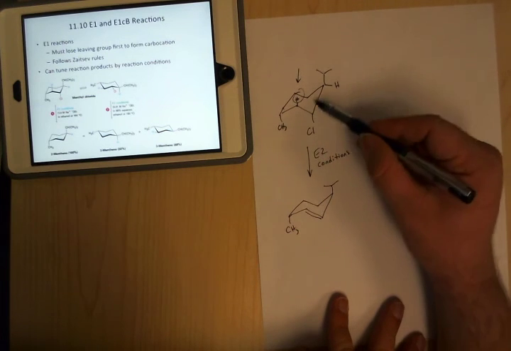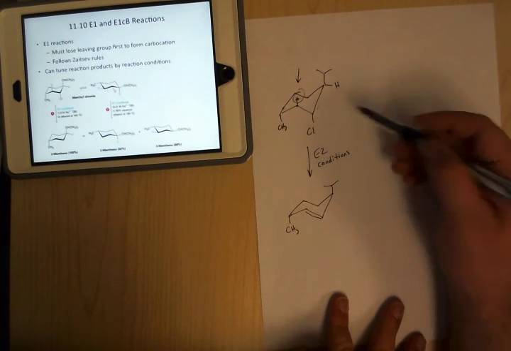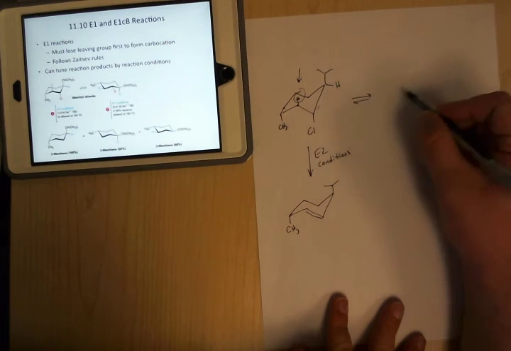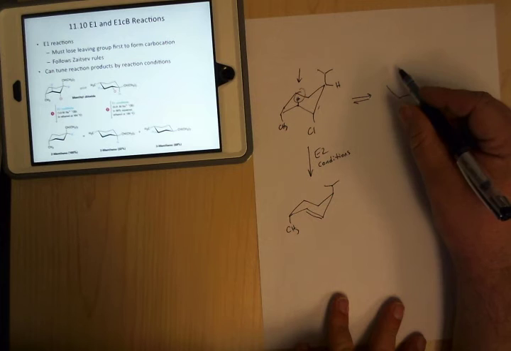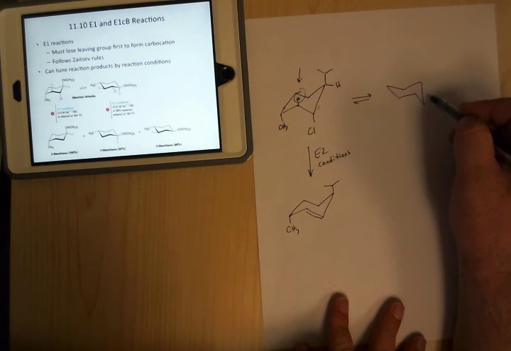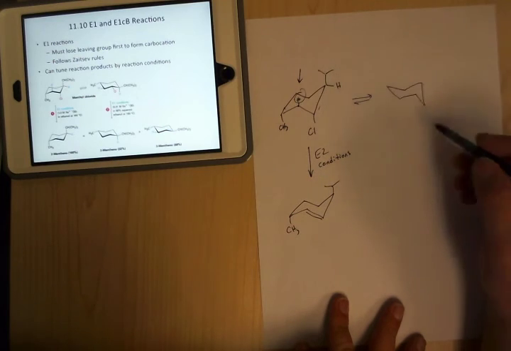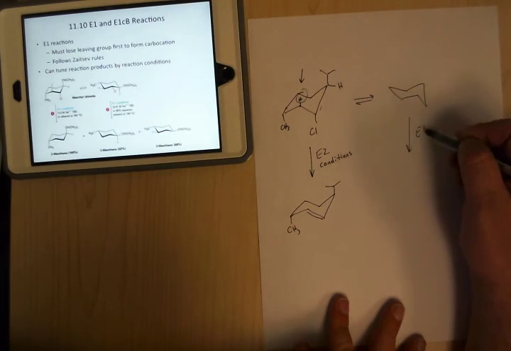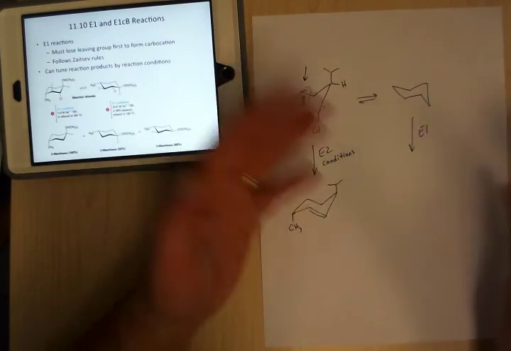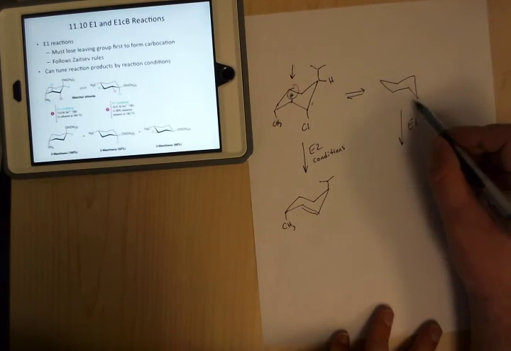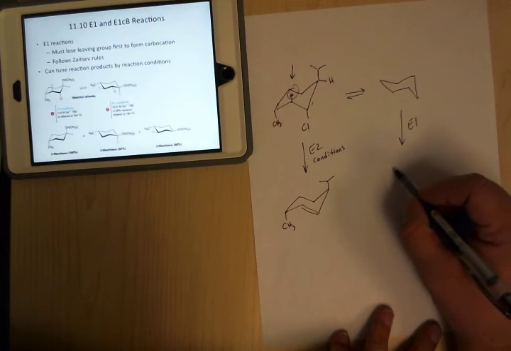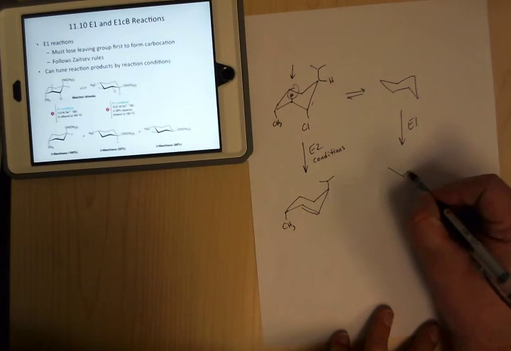But if you say you want it to go here, you can actually wait for it to do a chair flip. Stuff like that. And so you can have this do E1 reactions where you're waiting for it to fall apart and then come in, and from there you can get it to go on that side.